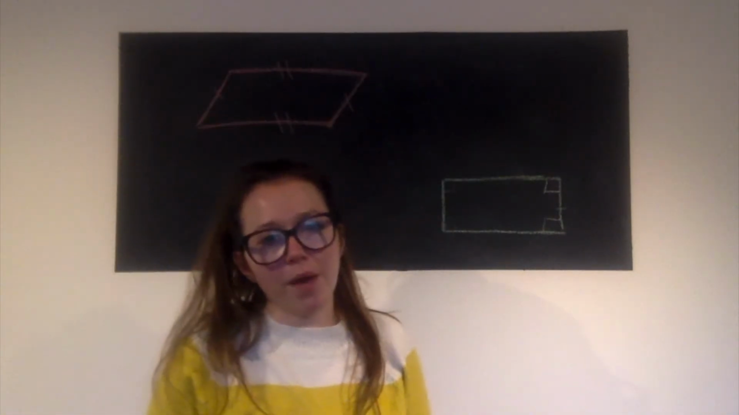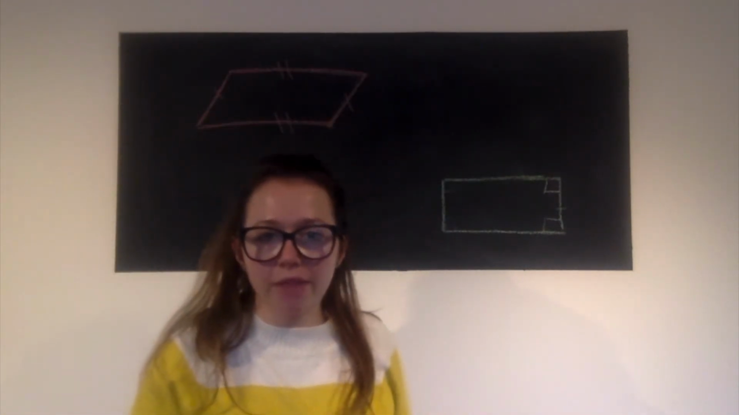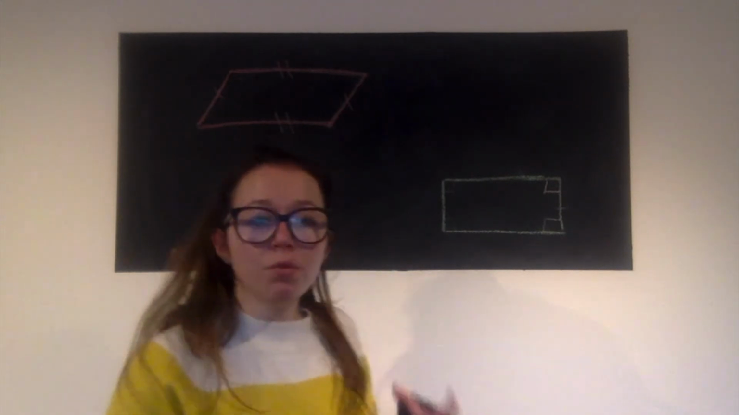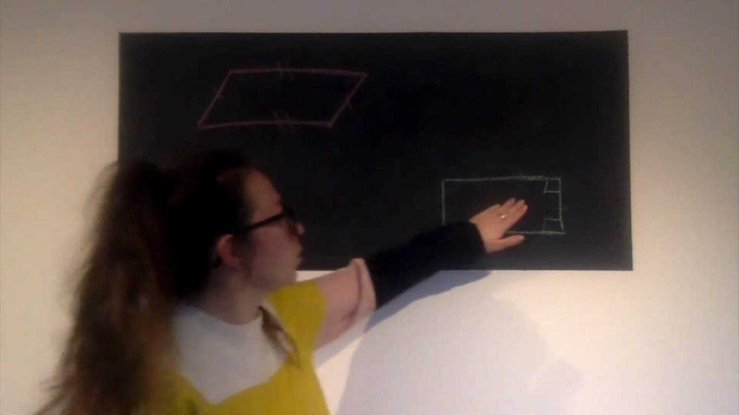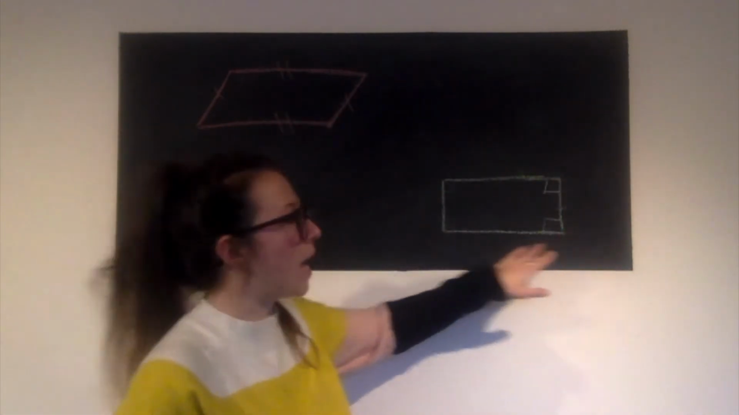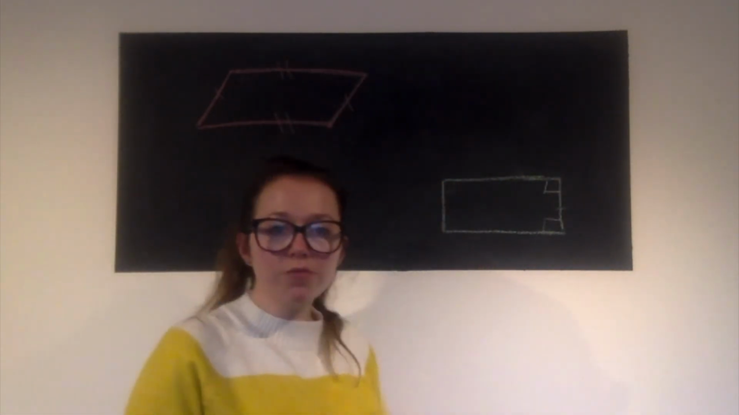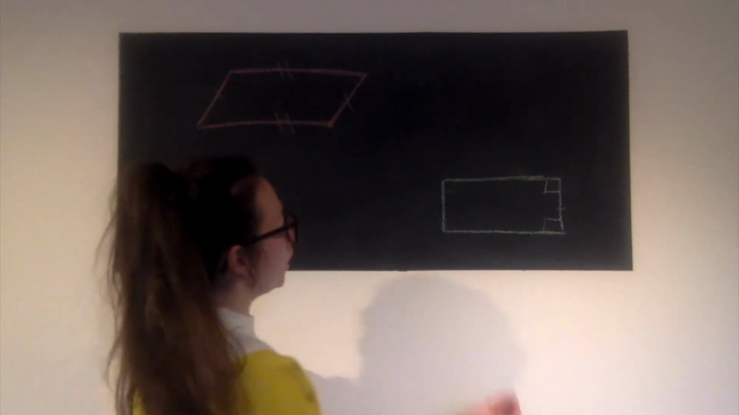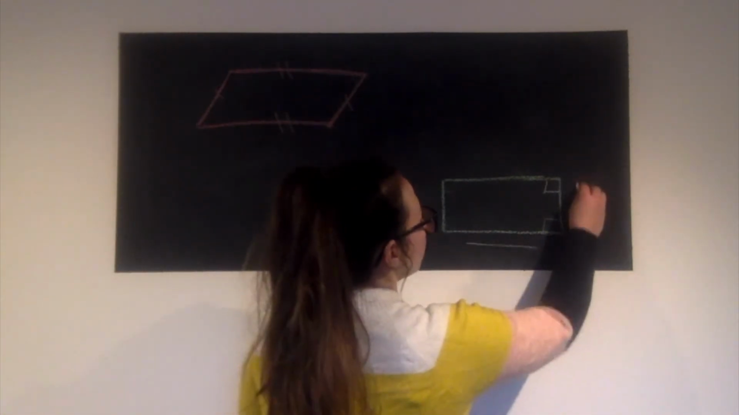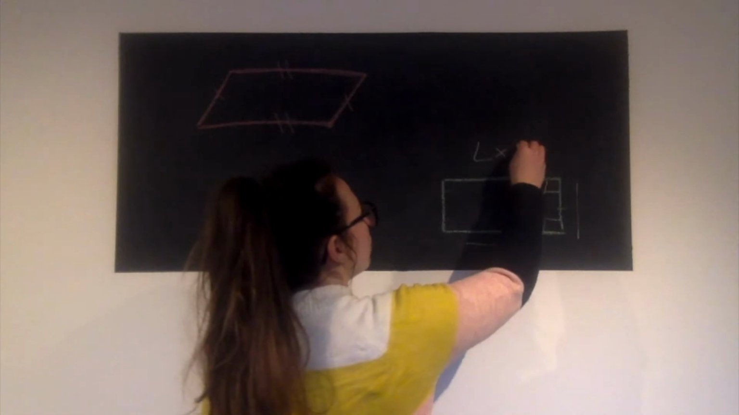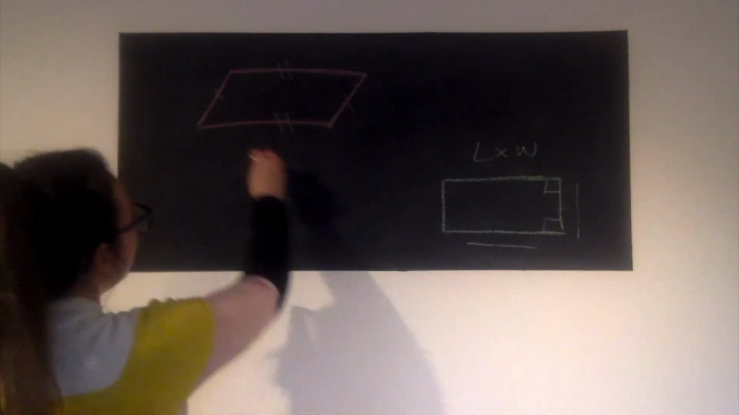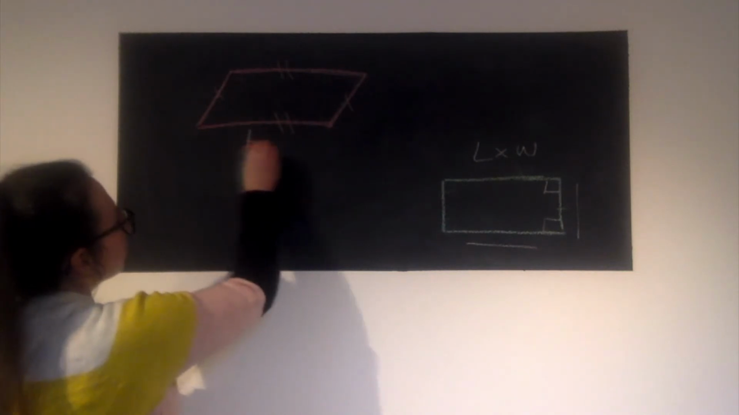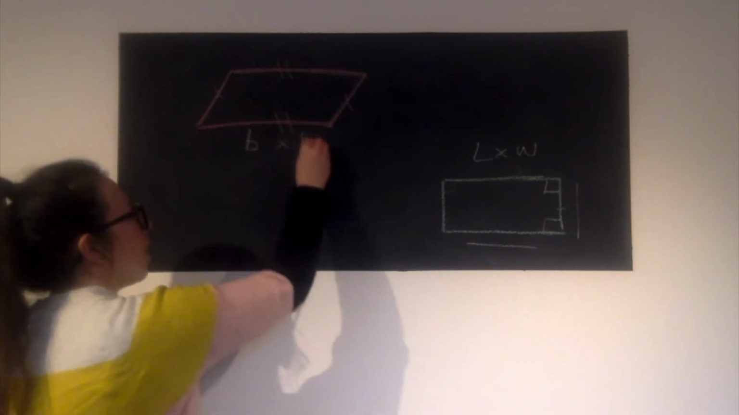Now let's think about whether this affects how we find the area of a parallelogram. Remember, the area of a shape is the space taken up inside of our 2D shape, not the perimeter that is the outside. So to find the area of a rectangle, we know that we do the length times by the width. Length times by width. Now for our parallelogram, we do base times by the height.